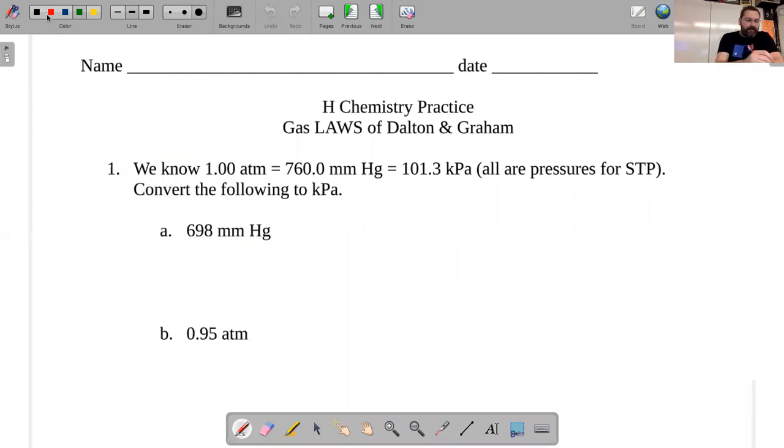One thing you got to practice here is unit conversions. So here I've got some pressure in millimeters of mercury. We want to convert it into kilopascal. That's what kPa is, kilopascal.